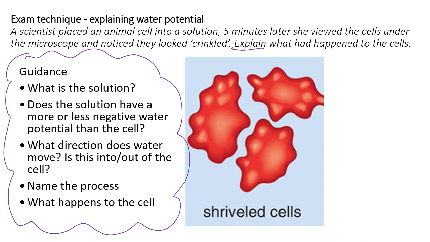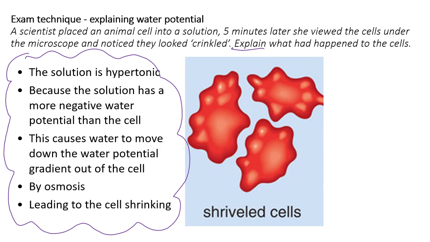So let's look at the answer then. The solution is hypertonic. So it's got more dissolved solutes compared to the inside of the cell. Then, because the solution has more negative water potential than the cell, it causes water to move down the water potential gradient out of the cell by osmosis, leading to the cells shrinking or crenating. So if you just follow those key points, then you can very easily pick up marks in these kinds of questions.